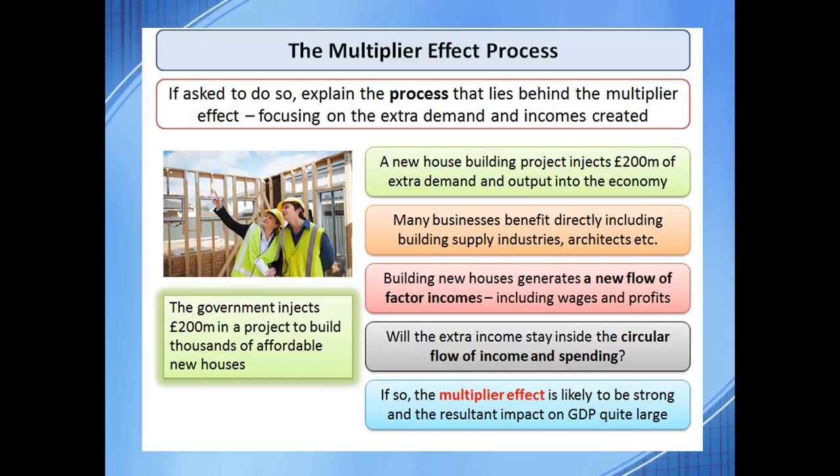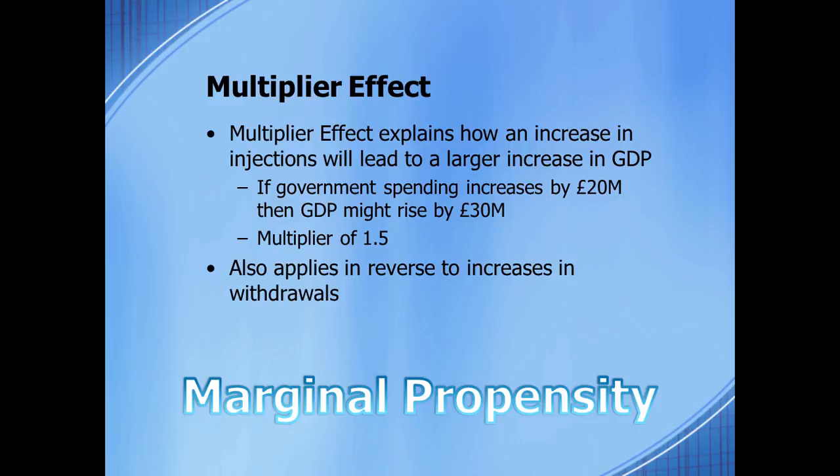And if so, the multiplier effect is likely to be strong, and the resultant impact on GDP is quite large. So we're actually looking at the money going around the circular flow of income. So it goes around and it goes around again, but money leaks out all the time. So the question is, for how long will this actually last?